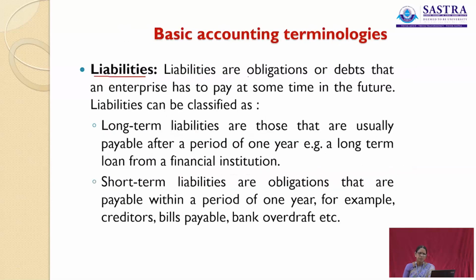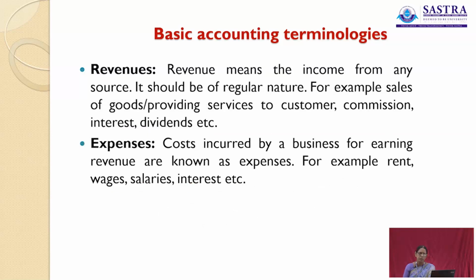Liabilities. Liabilities are the obligations or debts of an enterprise which have to be paid at some time in the future. They may be long-term liabilities or short-term liabilities. A long-term liability is one which is payable after more than one year, for example debentures, or any term loan received from financial institutions. Short-term liabilities are those which are paid within a year, for example bank overdraft, sundry creditors, creditors for expenses, and outstanding expenses.